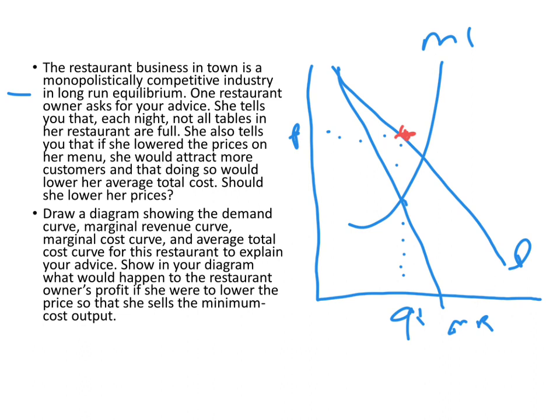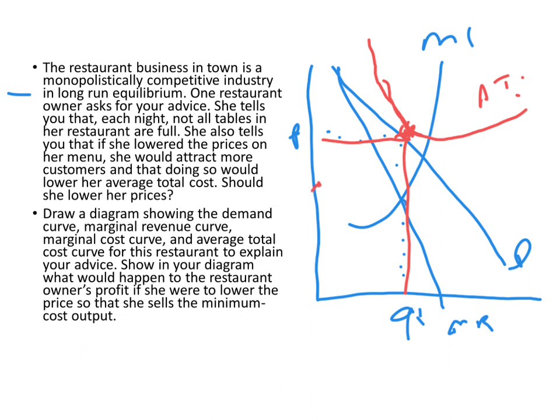Minimum ATC will be where marginal cost intersects ATC. That ATC curve should be a lot closer to the demand curve. Assuming those two are tangent to each other, this ATC curve suggests she's breaking even. Her total revenues are equal to her total cost.